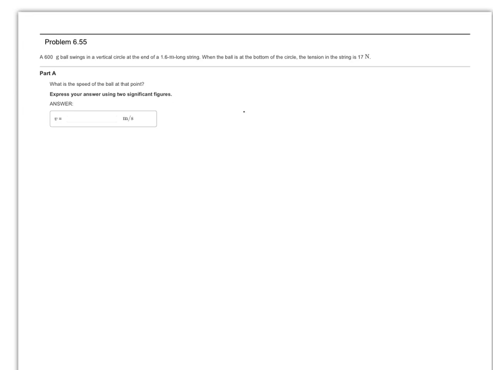Up next, we have a golf ball being swung in a circle on a string. So there is my string, and the golf ball is going in a circle, something like that. And we want to know, when the ball is at the bottom of the circle here, we have the tension, we want to find the speed. So I'm, of course, going to start with my forces acting on the ball in this situation. We have the force of tension going up on the ball, and the force of gravity going down on the ball, and my acceleration, of course, is inward.